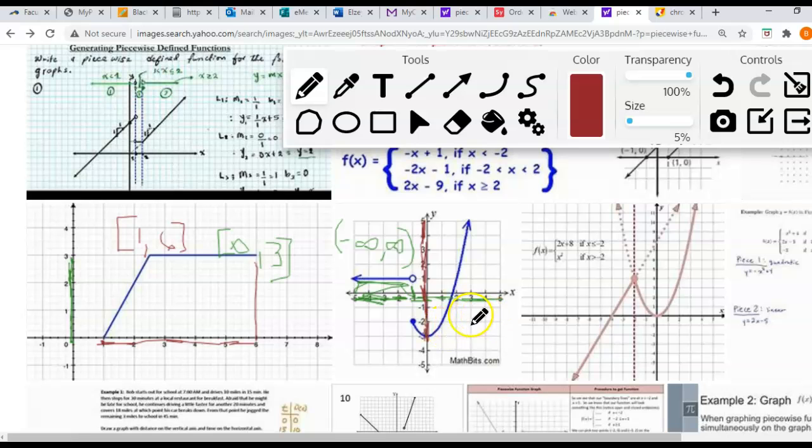We actually have a y value of -3 on the graph, so we need a square bracket for that -3. And then this is going up forever, so it's going to infinity, and always an open bracket at infinity.